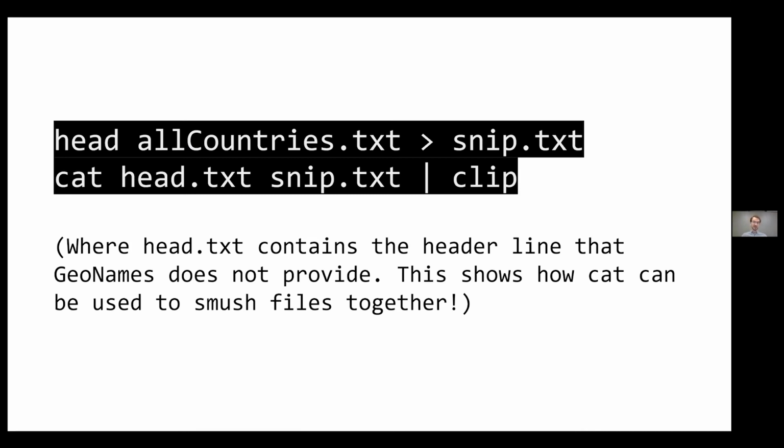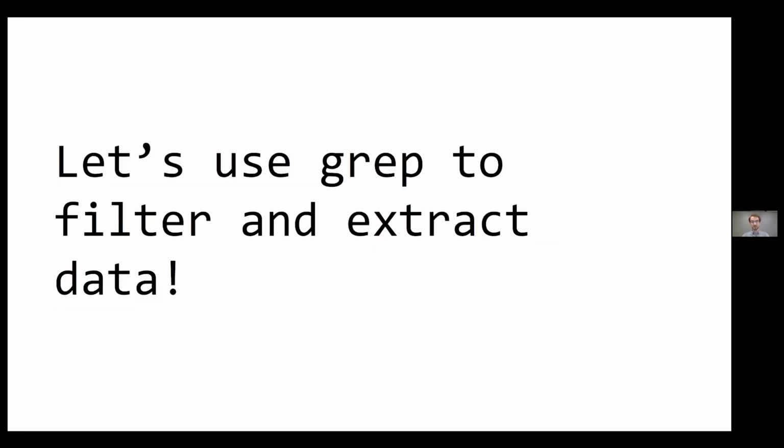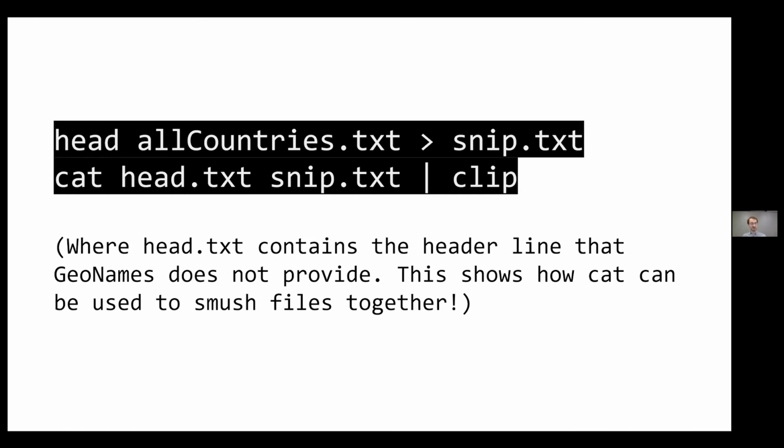In this case, head.txt is the header line, so it's all the different column names for the GeoNames Gazetteer. We're saying take that header line and combine it with our snippet, the 10 lines we got in the first command, the head allCountries.txt redirected to snip.txt. We're combining snip.txt with head.txt and then taking the output of that and putting it onto the clipboard. Then you could paste that into Excel and you'd have a usable data file right there.